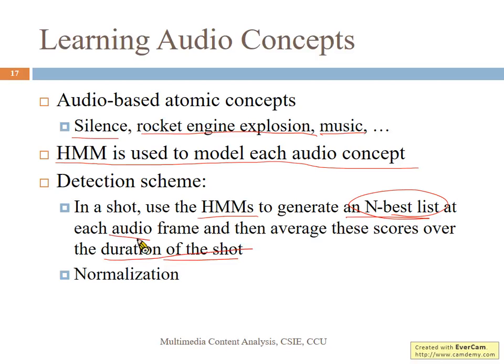Therefore, for every audio frame, they will generate a list showing the most probable audio concepts, and then by considering a duration, a period, maybe 10 seconds or 5 seconds, they average this score over the duration of the shot. Then they do some normalization, and finally they can determine which audio concept is most probably occurring in this duration.